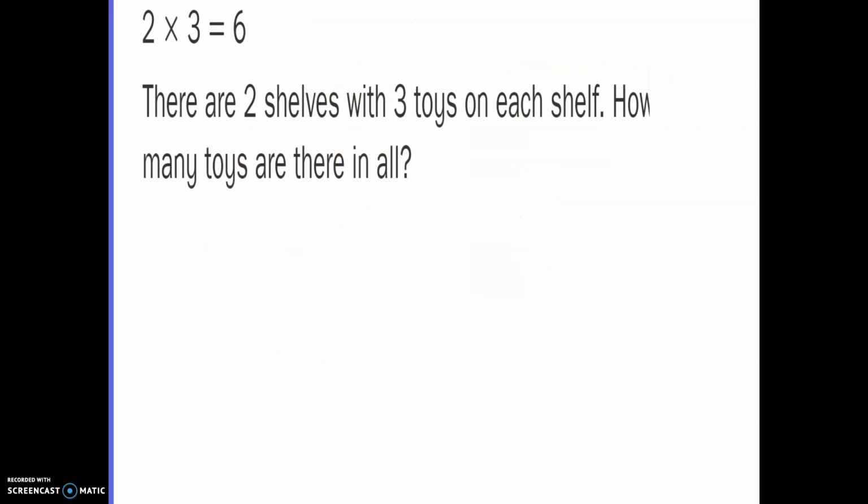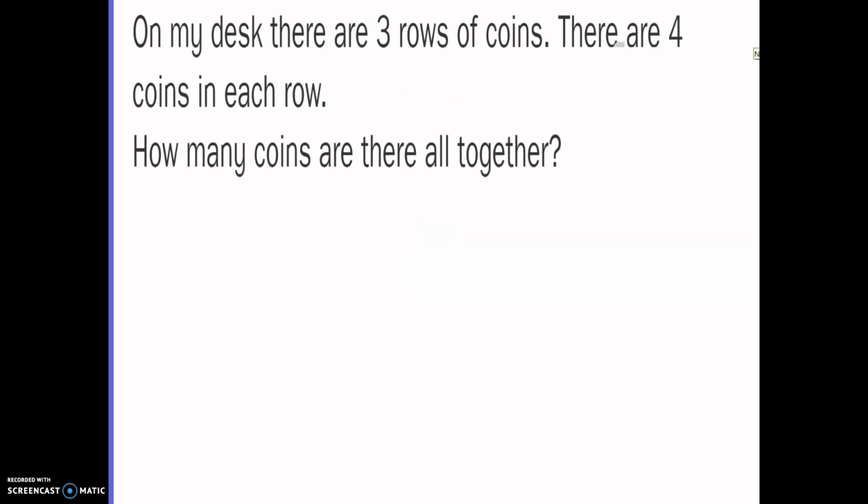Couple more before we end here. There are 2 shelves with 3 toys on each shelf. How many toys are there in all? Well, we've got the number model right up there. 2 times 3 is 6. But to draw it out, it's 2 shelves. So we could make 2 rows of 3. 1, 2, 3, 1, 2, 3. So 1, 2, 3, 4, 5, 6. 6 toys in all.